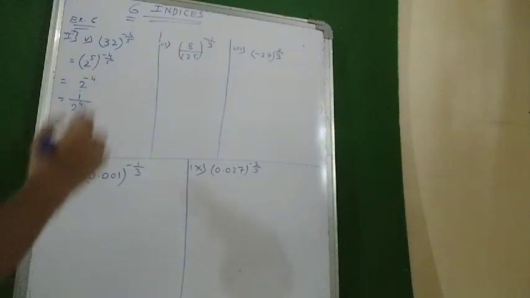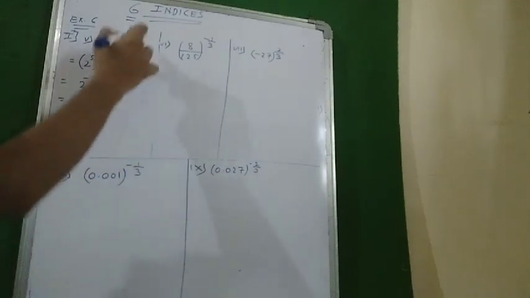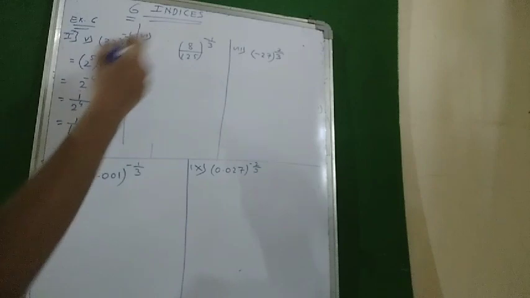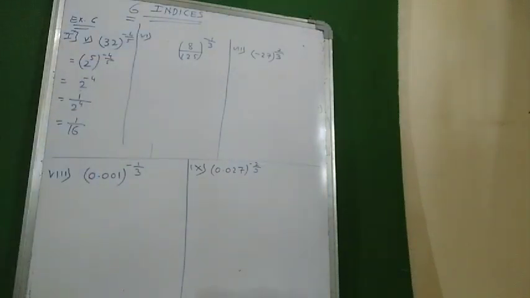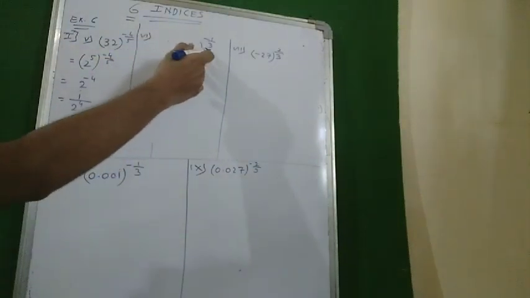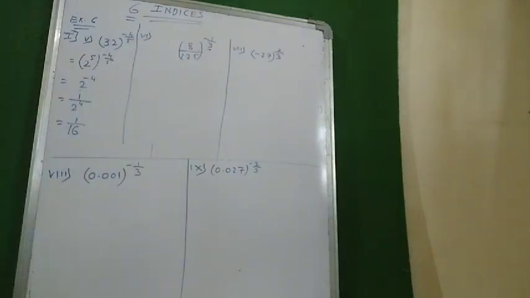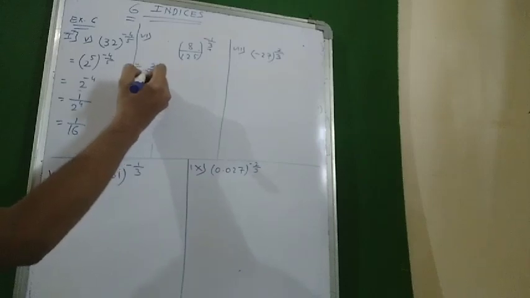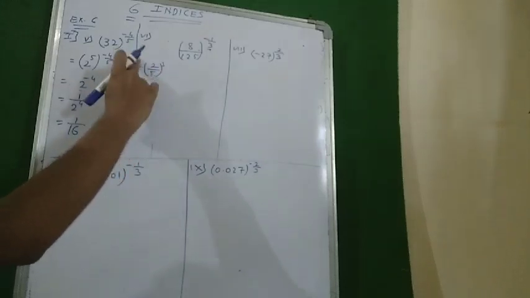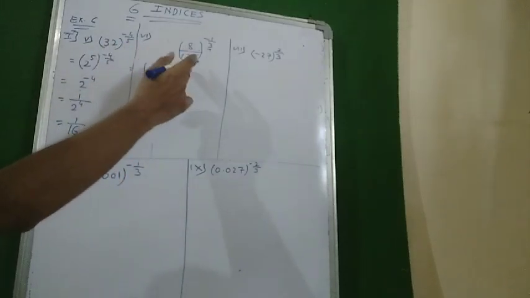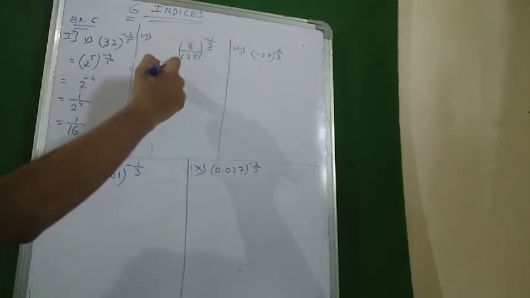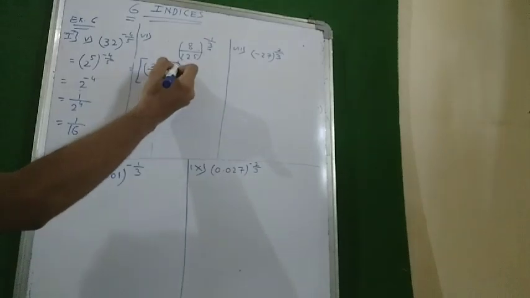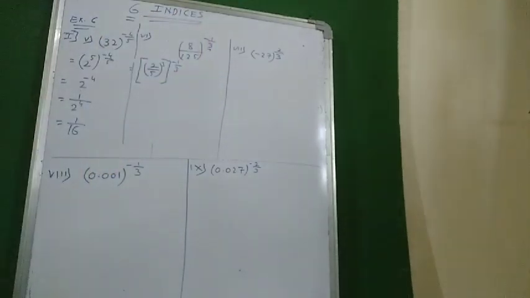Now the sixth one. What is there in the sixth one? 8 upon 125. Now we know that, and it is 3 over here. So it is a hint that it may be a cube of something. So we have 2 upon 5 whole raised to 3. 2 cube is 8, 5 cube is 125. And the whole raised to minus 1 upon 3, which is given in the question.